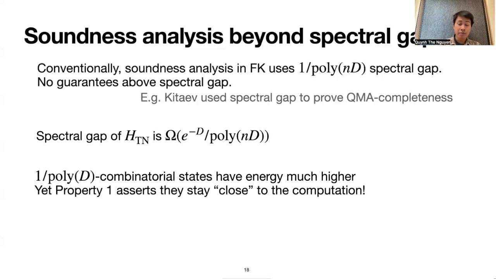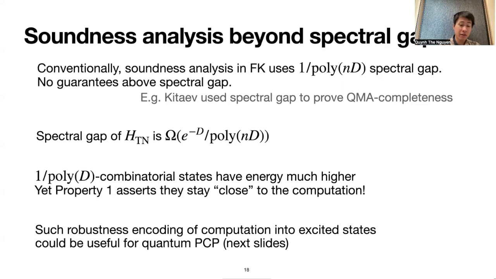However, from the properties that we saw in the previous slide, for 1 over poly D combinatorial states, property 1 still asserts that they stay close to the computation in the sense of the kappa adversarial computation that I defined earlier. And we think such robust encoding of computation into excited states could be useful for quantum PCP.